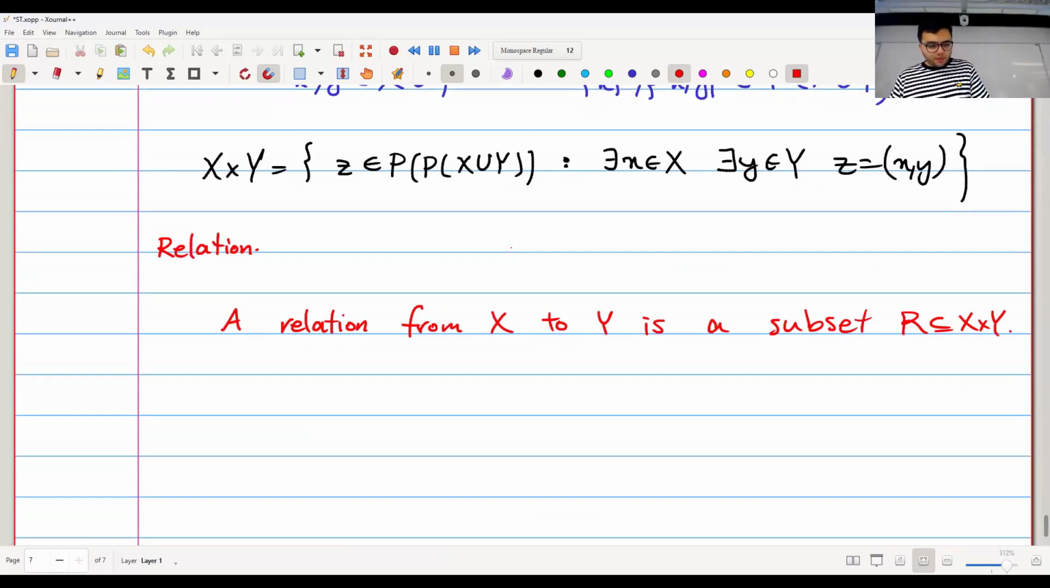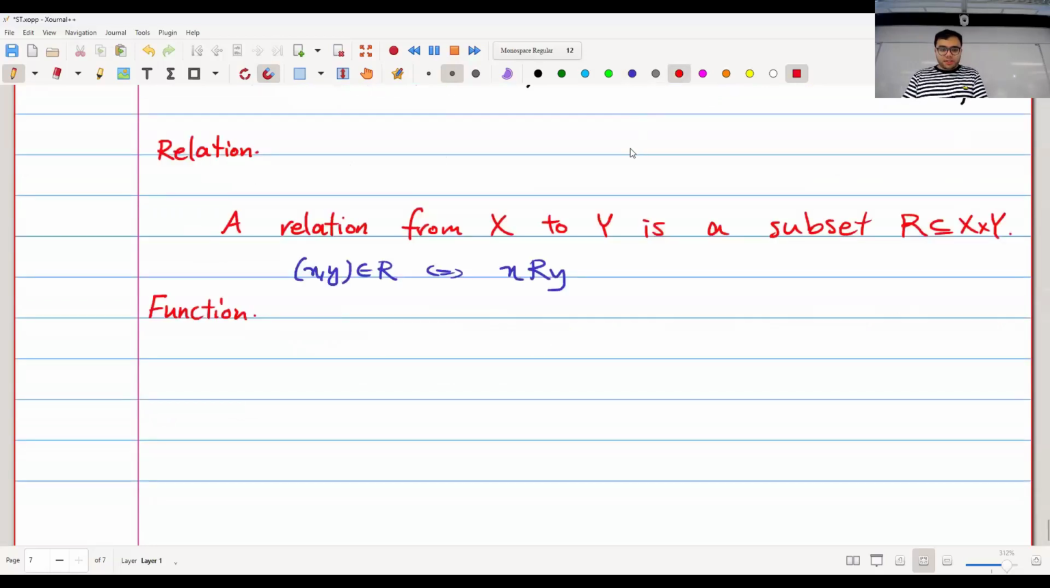Now I can also define a function. Oh, and also the notation I use here is that instead of saying that x and y as a pair is in R, I would usually just write xRy. This is the normal notation that we use for relations. So what is a function? A function is a relation that maps every element of X to exactly one element of Y.